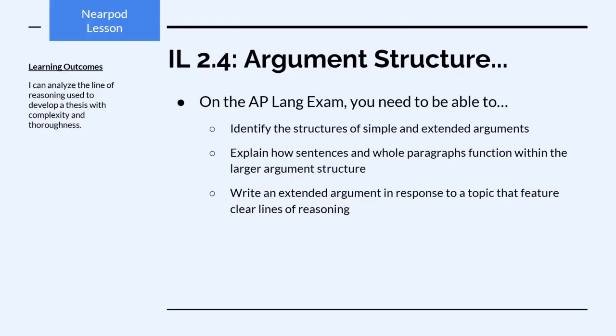So why are we studying this? Well, on the AP Lang exam, you'll need to be able to do a few things as far as identifying and analyzing argument structure goes. You'll need to be able to identify the different structures of simple and extended arguments. For instance, be able to tell us how many lines of reasoning and what those lines of reasoning are. You'll also need to explain how various sentences and whole paragraphs within a text function within the larger structure of extended arguments. So a question on the multiple choice section might ask you, in paragraph 4, how does it function relative to the argument as a whole, something like that.